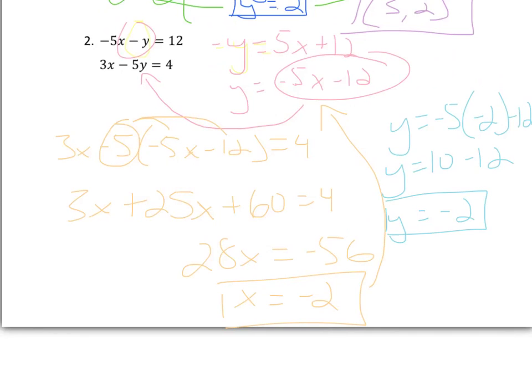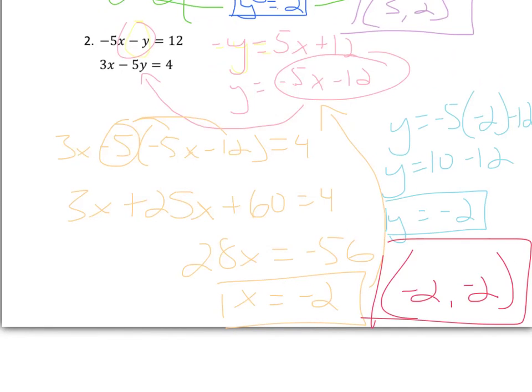So the answer is going to be x equals negative 2, y equals negative 2, or your final answer could just be the coordinate, negative 2, negative 2. Right? So if you were to graph this on your calculator or on a coordinate plane on your own, if you graph those two equations right here, put them in y equals mx plus b, and graphed them, they would intersect at this point right here, negative 2, negative 2.